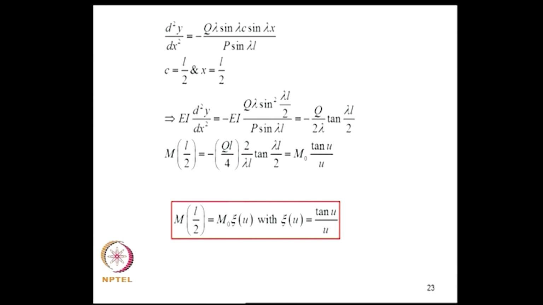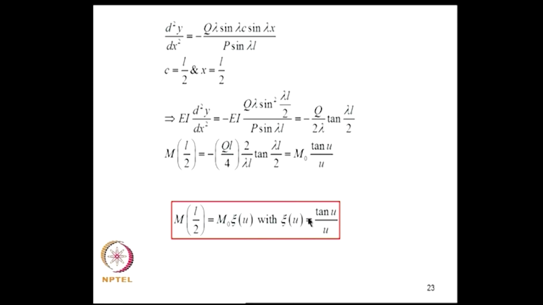Now, how about bending moment? So, we differentiate y once again, and again apply the load at midspan and response at midspan. So, if we arrange these terms, we know the maximum bending moment at midspan is QL by 4 when there is no load P, and how does this bending moment get modified? It gets modified by a function tan u by u. I call that xi of u.